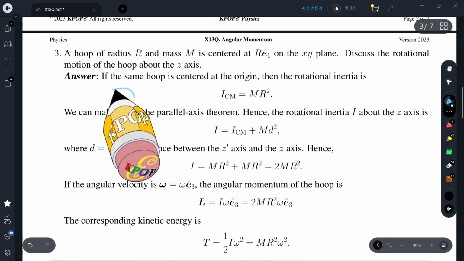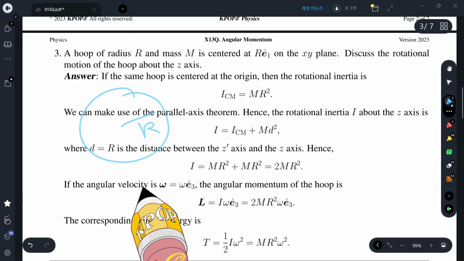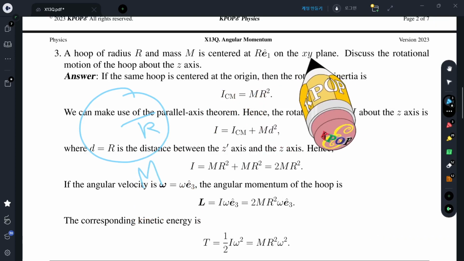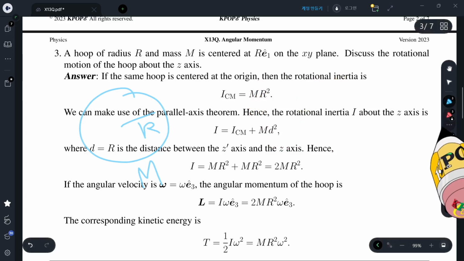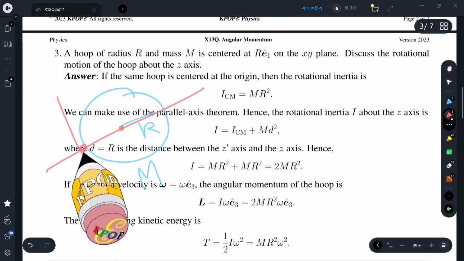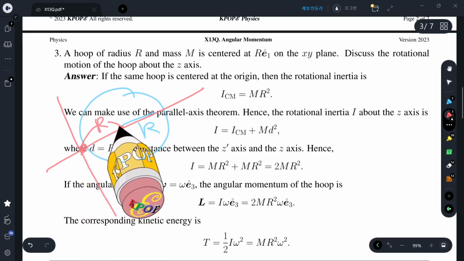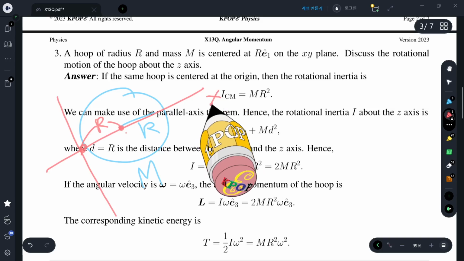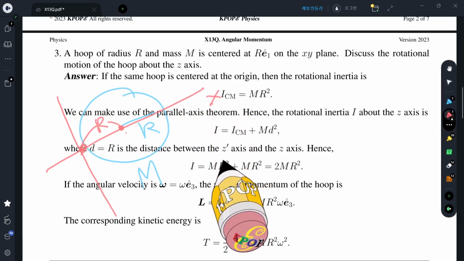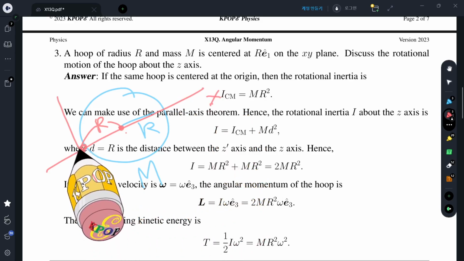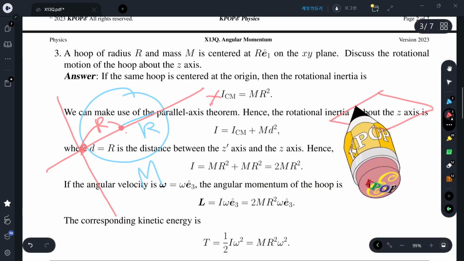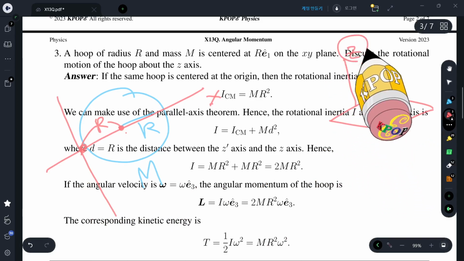A hoop of radius r, mass m, is centered at r e1 on the xy plane. Okay, we have the center here. This is r. This is the x-axis. Discuss the rotational inertia of the hoop about the z-axis. So we can make this kind of plane. This is the z-axis.